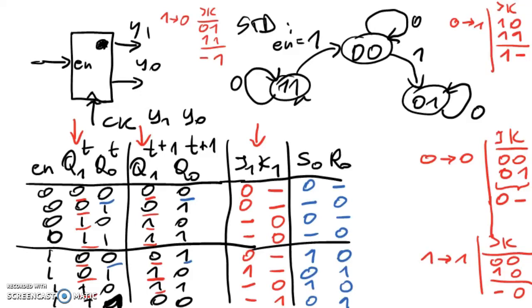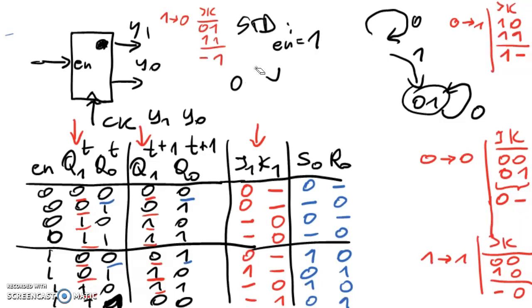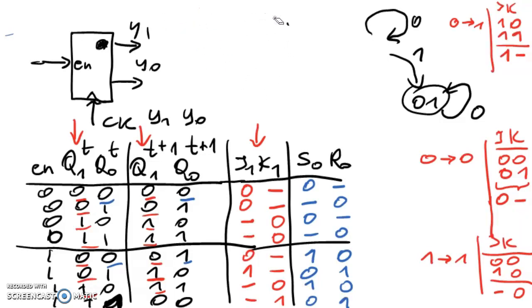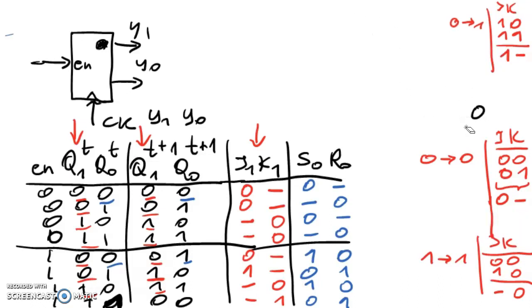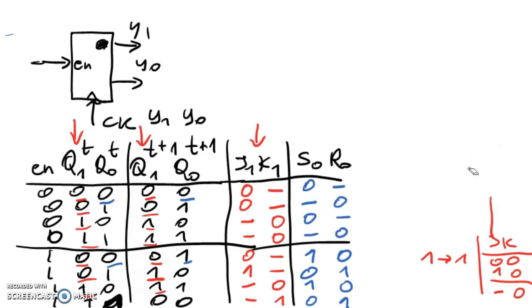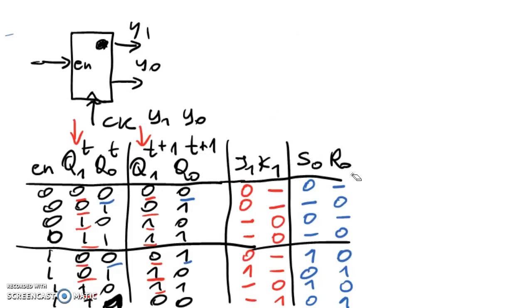Hi, we are continuing designing of 2-bit binary counter with enable input. Okay, I will wipe out unnecessary parts of the design process. Now we are ready to obtain J1, K1, S0 and R0 functions, logic functions.